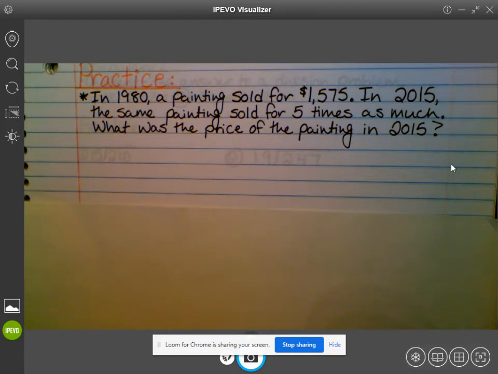Remember, since this is a word problem, your answer should have units. So make sure your answer has a unit. Some people are pretty close to finishing up.